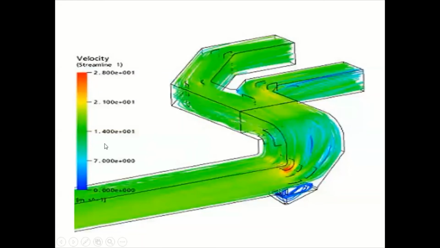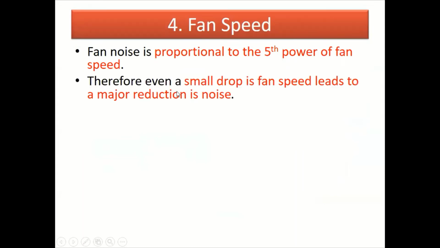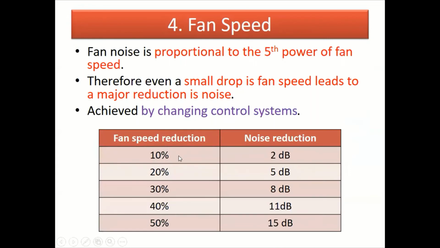The velocity is slightly increasing or decreasing. Then fan speed. The fan noise is proportional to the fifth power of the fan speed. Therefore, even a small drop in fan speed leads to a major reduction in the noise, achieved by changing the control system. If the fan speed is reduced by 10%, the noise reduction is 2 dB. Similarly, 20% gives 5 dB, then 30% gives 8 dB, 40% gives 11 dB, 50% gives 15 dB.